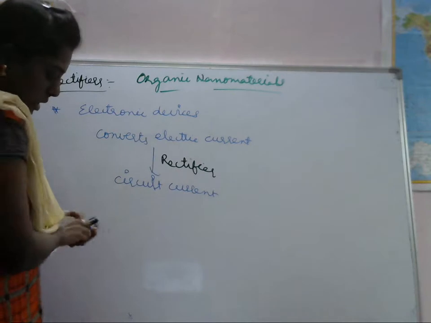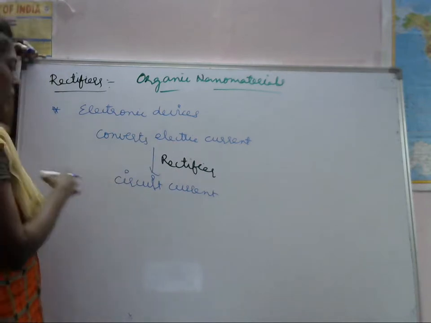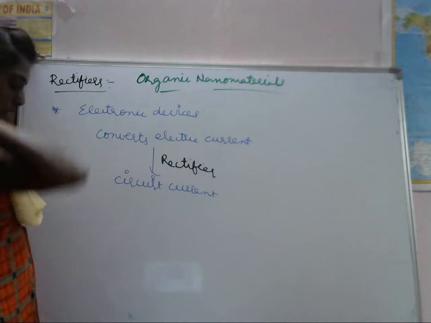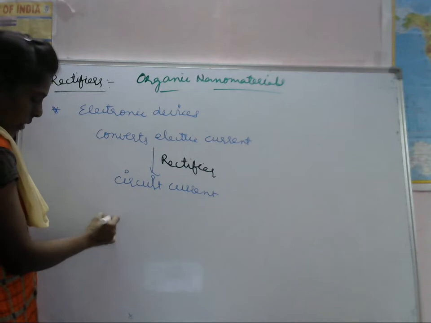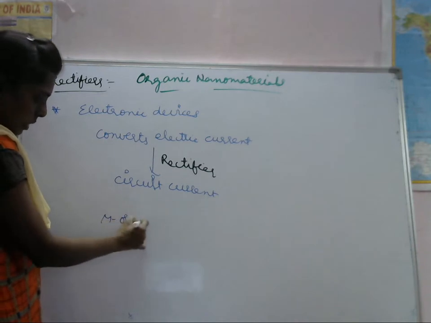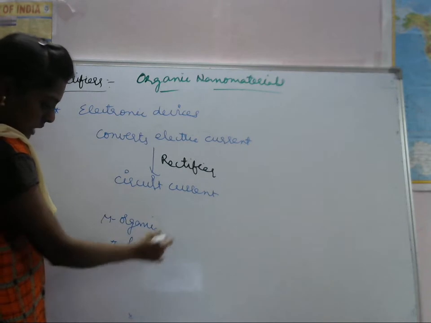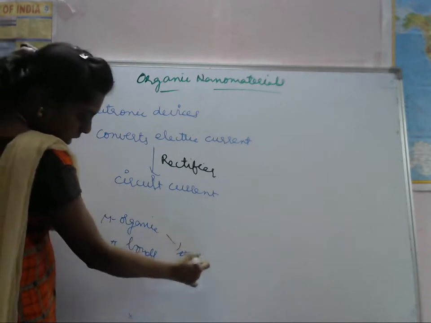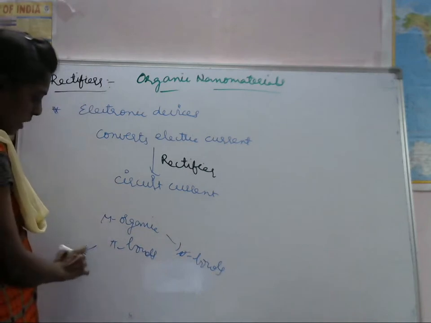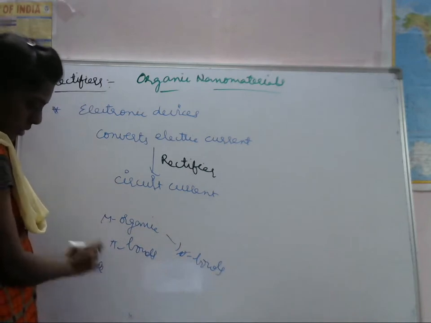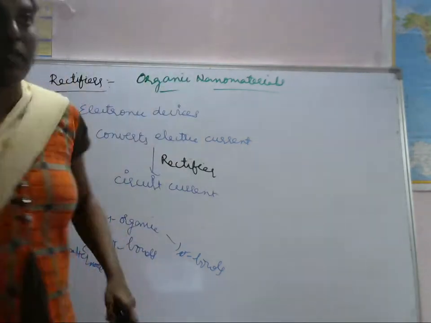So this is the straightness of direction. It travels in the direction of current. Here we take an organic compound which has pi bonds and sigma bonds. Alternate double bonds will be there for this one.